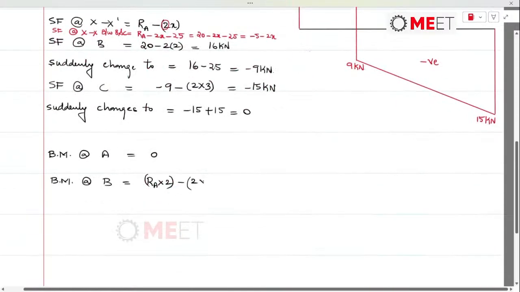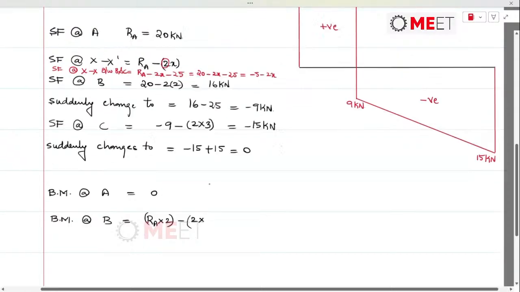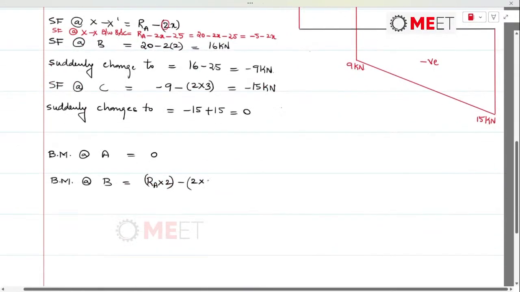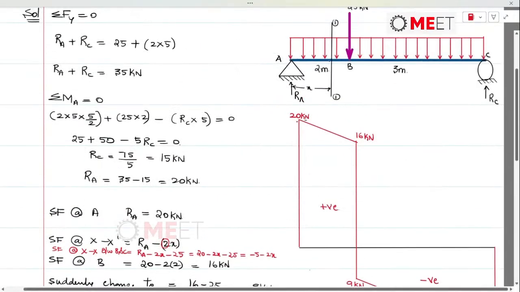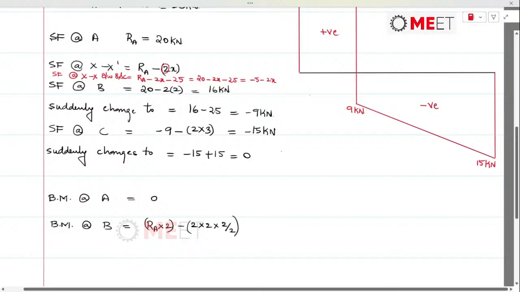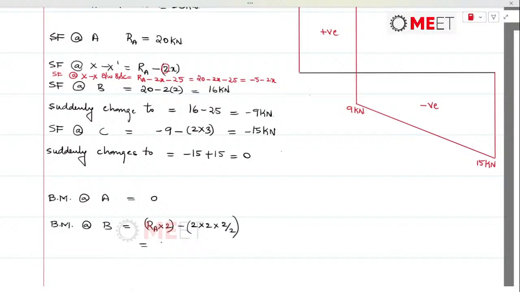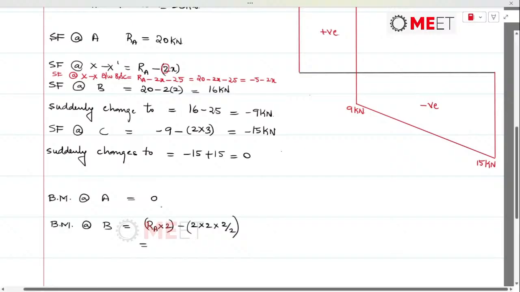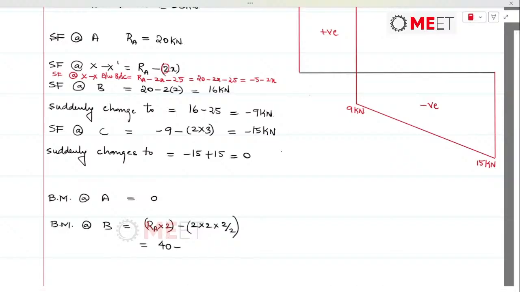That's 2 meters, that's 2 kilonewton per meter is the height of the UDL, and it is between A and B, means it is distributed over 2 meters, and the midpoint of that UDL between A and B is 2 by 2. So this is RA, we have got it as 50. Sorry, it's 40, RA is 20, 20 into 2 is 40. So let me just correct this. Yeah, it's 40 minus 2 into 2 is 4, 4 into 1 is 4. So this is 40 minus 4, which is equal to 36 kilonewton meter would be the bending moment.